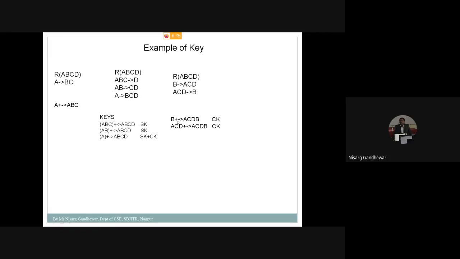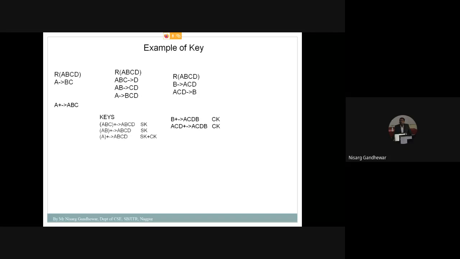Now tell me which is a candidate key, whether only B is a candidate key or the combination ACD is a candidate key. If you are able to answer this question, then I can say that you understand the concept. My question is very simple. I can say that B is a super key, and ACD is a super key. But which is a candidate key out of these two? And why? Yes, give me the answer.